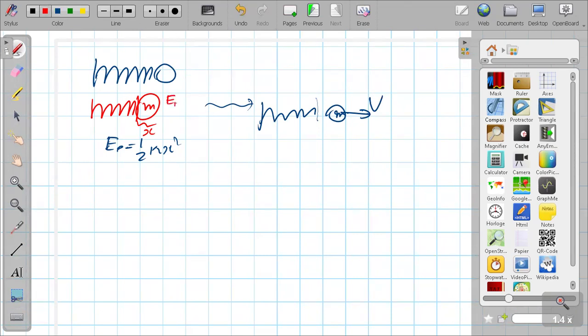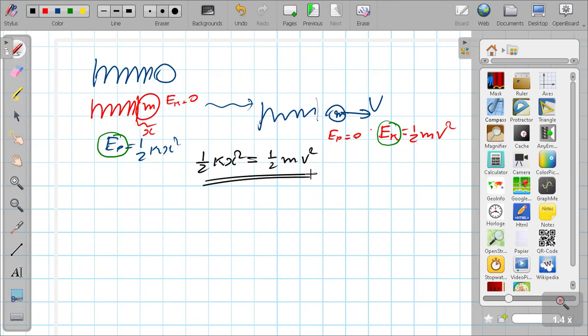Here the kinetic energy EK is 0. Here EP is 0 because the extension came back to original form, which is 0. But there is a kinetic energy. What is it? Half mv square. So can you understand, according to the law of conservation of energy, this potential energy should be equal to this kinetic energy. So the result is going to be half kx to the power 2 equals half mv square.